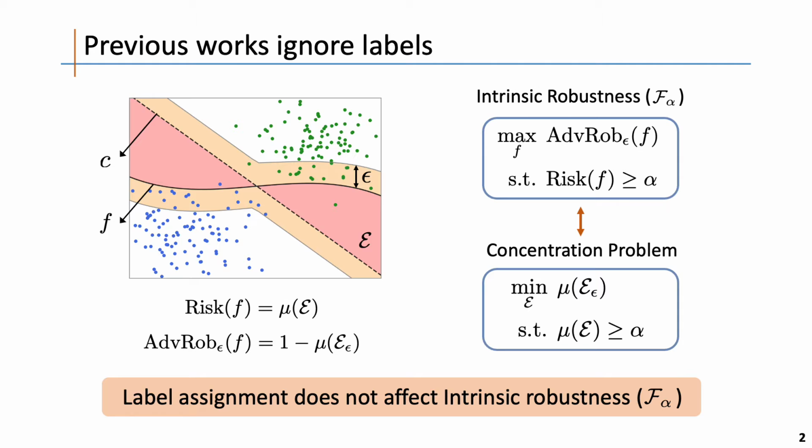However, if we take a closer look at the concentration problem, it turns out that it has nothing to do with labels. In other words, no matter how we assign the labels to the input, such a notion of intrinsic robustness will remain the same. This is counterintuitive because learning an adversarially robust classifier clearly depends on labels. Therefore, we propose to incorporate the label information for defining a more meaningful notion of intrinsic robustness.